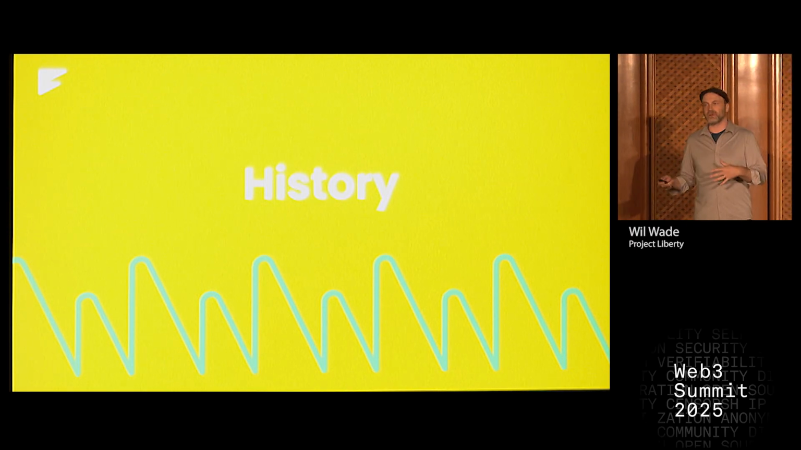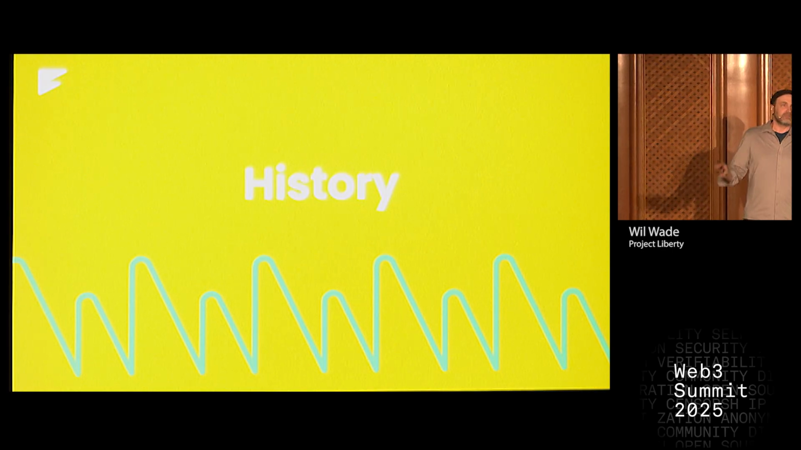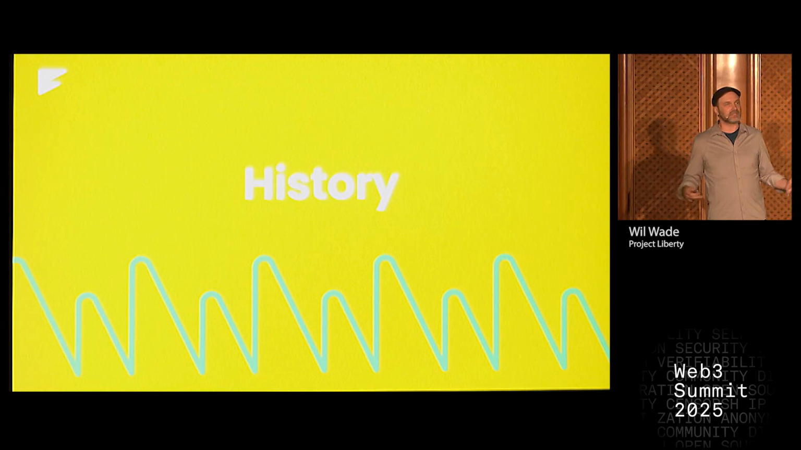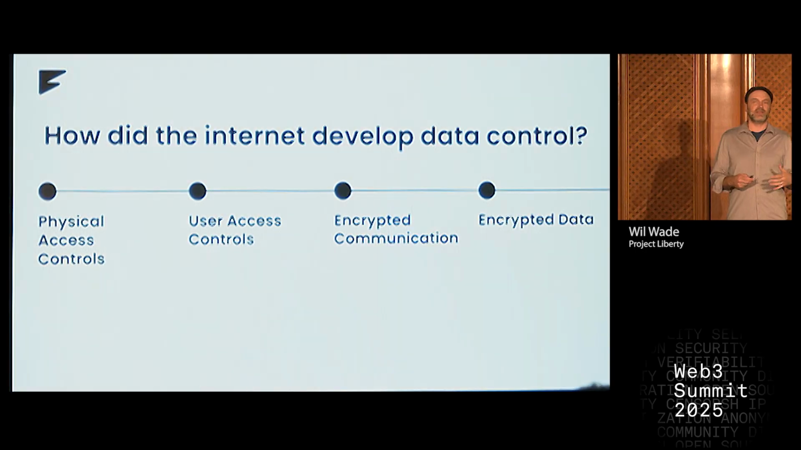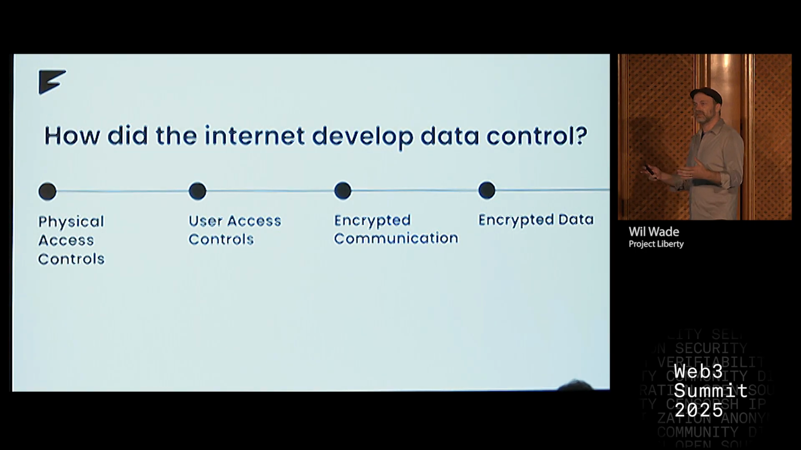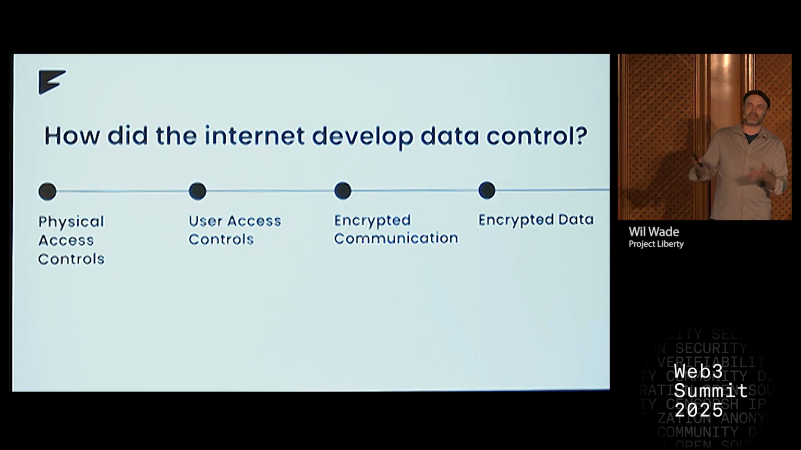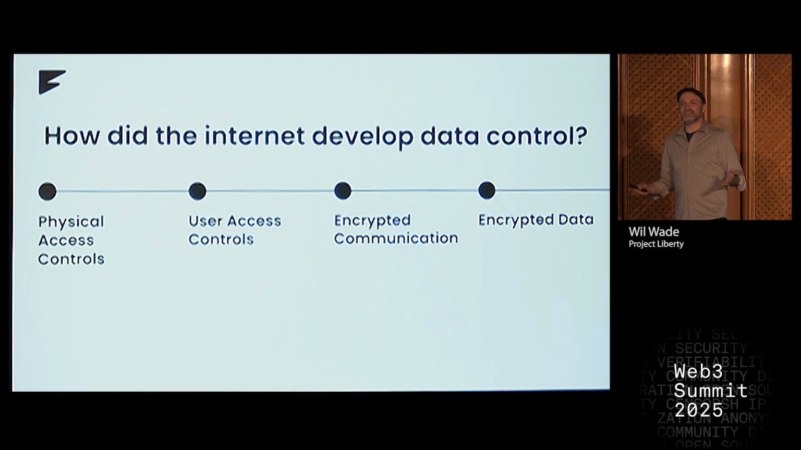So, let's take a look back at history and see if it can tell us anything about where we might be going. We'll look at probably the most successful decentralization system itself, the internet, right? And how did the internet develop data control? What stages did it go through? And that first one, very early in the internet, it was physical access controls. Do you have access to the computer lab? Well, if you do, then you have access to the system. But if you don't have access to the computer lab, which was most people early on, then you just didn't have access. Very quickly, that stops working, right?